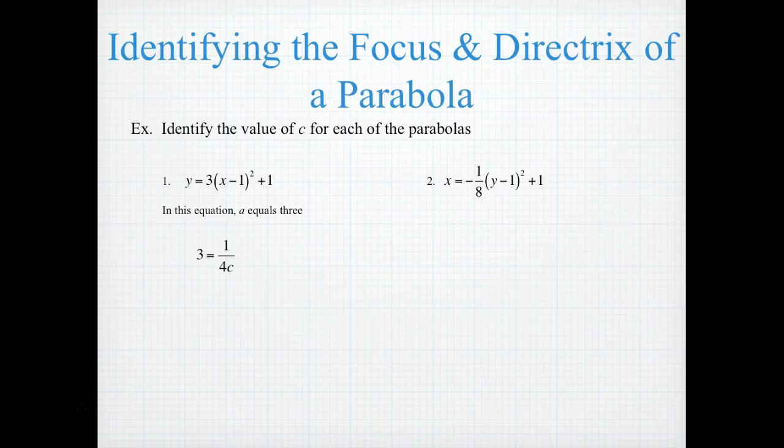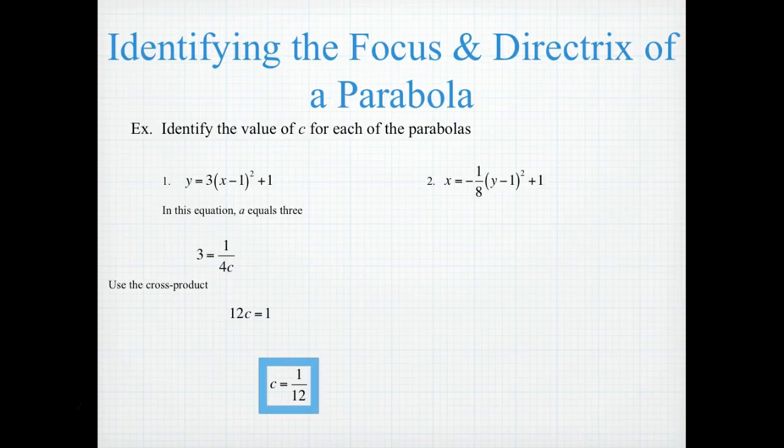So we use our formula, a is equal to 1 over 4c, and we plug in the value of a, and we get 3 is equal to 1 over 4c. Now we want to treat this as a proportion, and we're going to use the cross product to isolate the variable and solve it. So we end up with a value of c is equal to 1/12. What this tells us is that the focus and the directrix lie 1/12 of a unit away from the vertex.